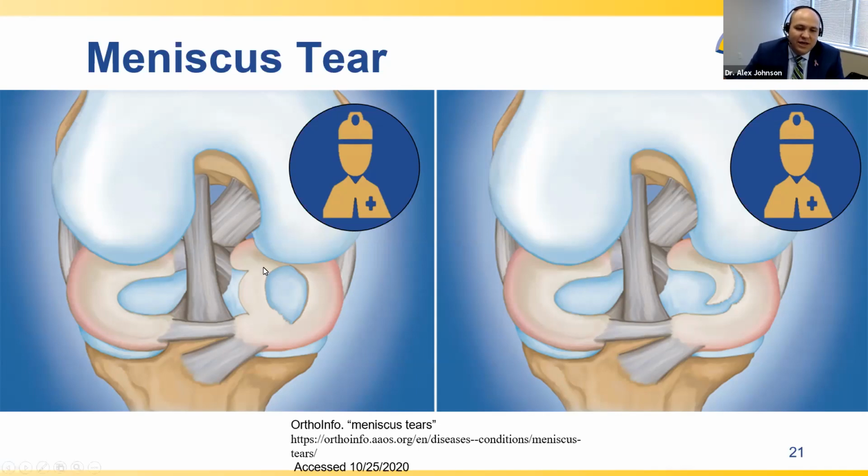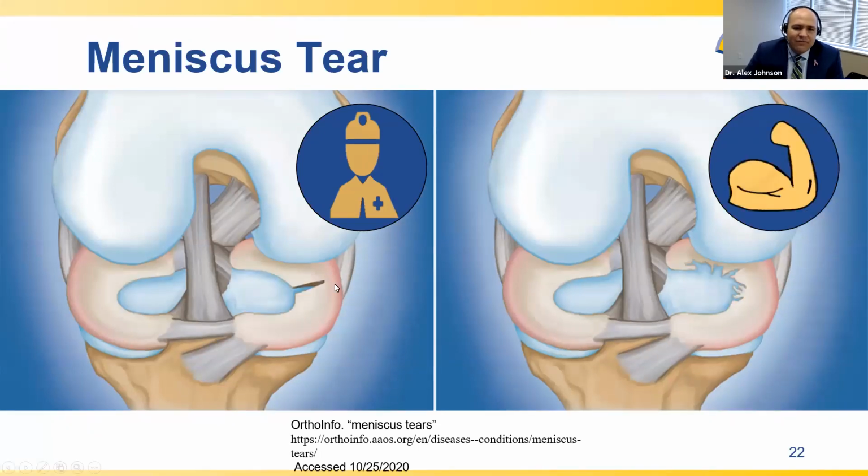In certain cases, you can get what's called a bucket handle tear, where it tears and it kind of comes into the joint like this, or a parrot beak tear where it kind of is shaped a little bit like that. Or you can have a radial tear where it comes into the area like this, or kind of a more degenerative tear.